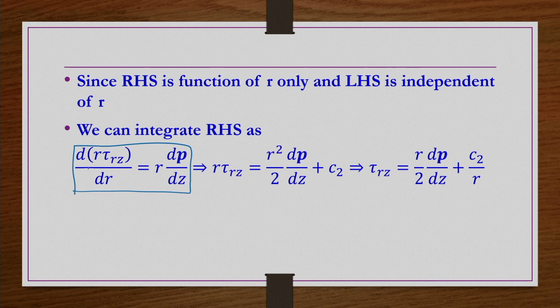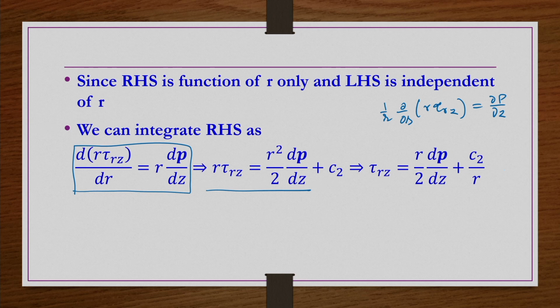Okay. So, now 1 by r dou by dou r of r tau rz, which we had, was equal to dou p by dou z. Now, this r we take to the other side. So, r dou p by dou z is equal to dou by dou r of r tau rz, right. When you integrate, r tau rz is equal to r square by 2 dp by dz plus C2, that is, tau rz is equal to r by 2 dp by dz plus C2 by r, right.